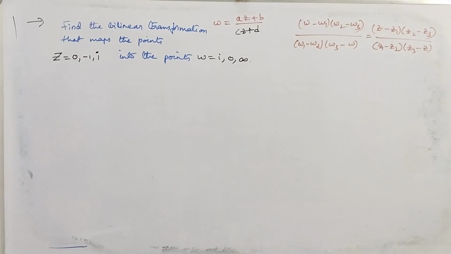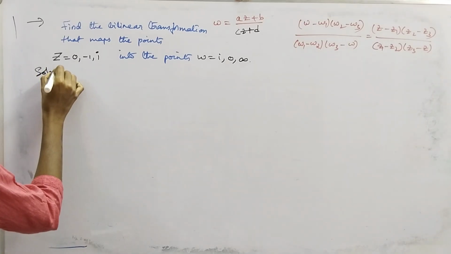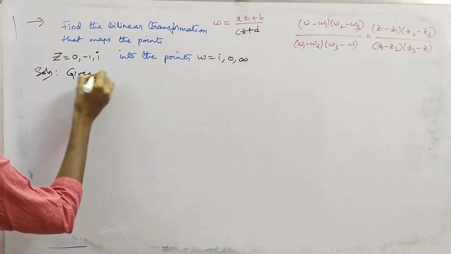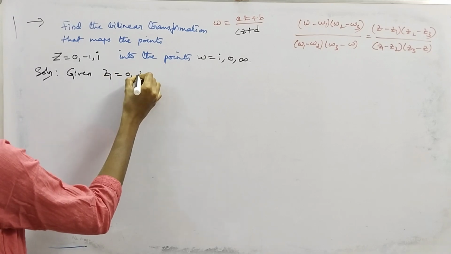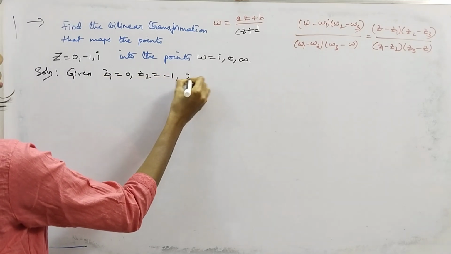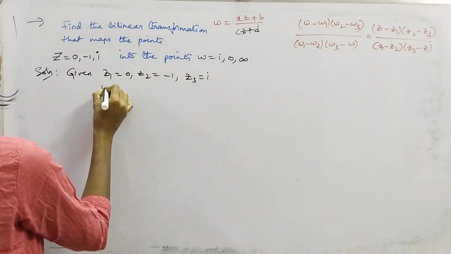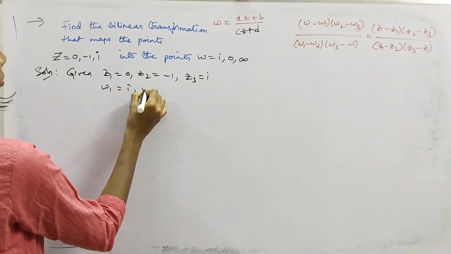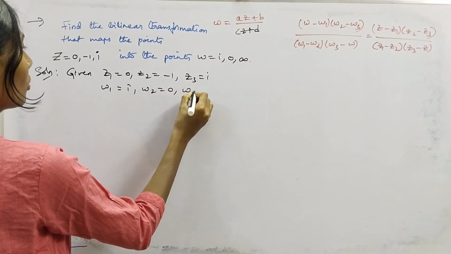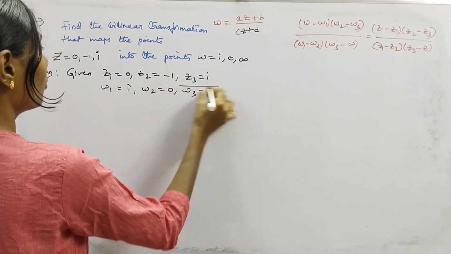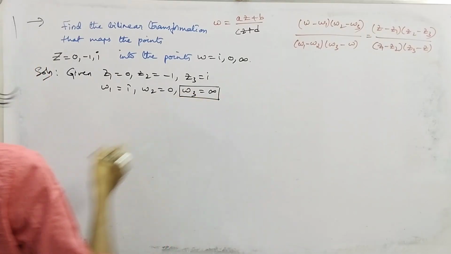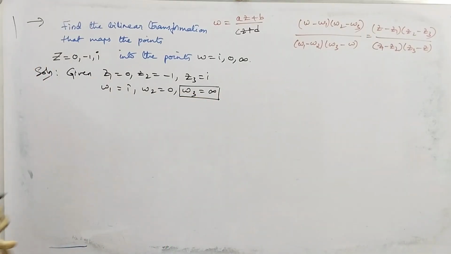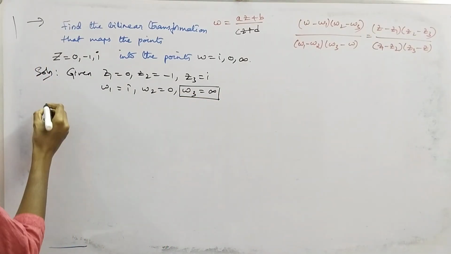Right, this is the last problem in this video. Given z1 equal to 0, z2 equal to −1, z3 equal to i, ω1 equal to i, ω2 equal to 0, ω3 equal to infinity. Only one infinity we have in this problem, right? Fine.